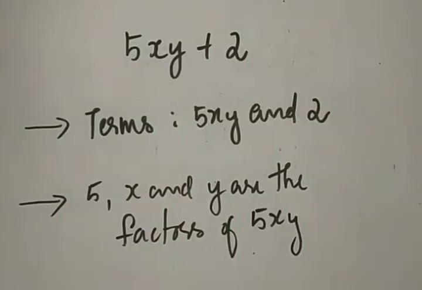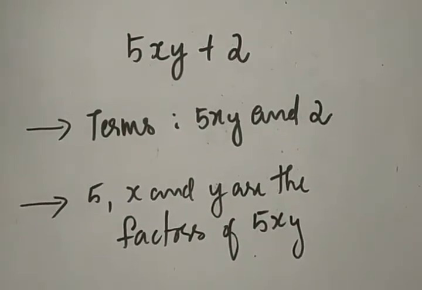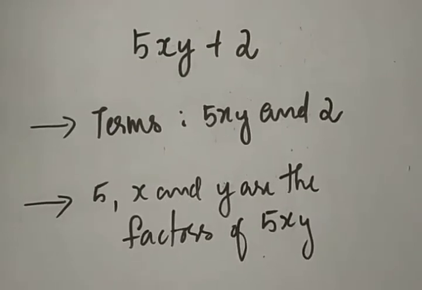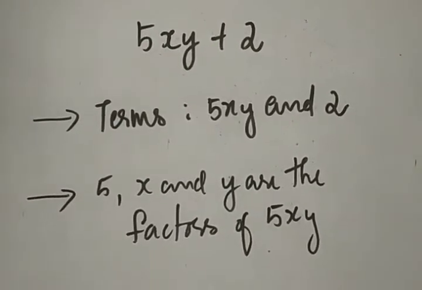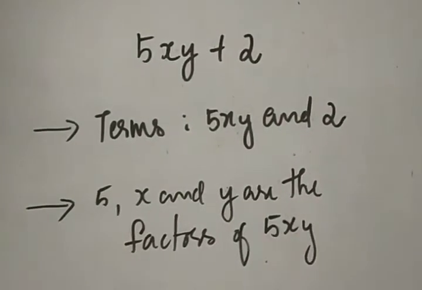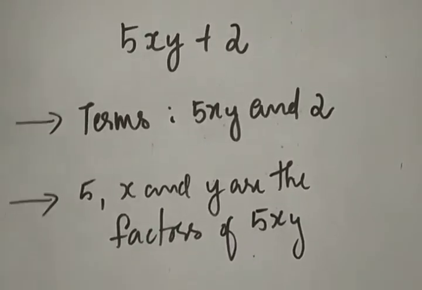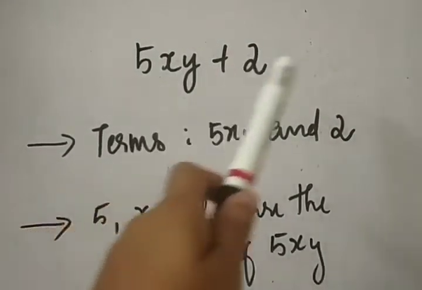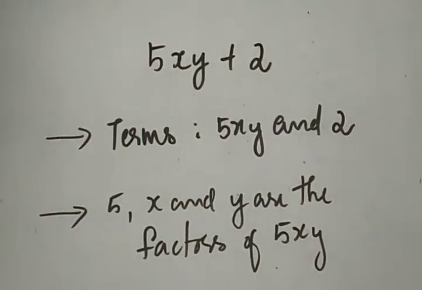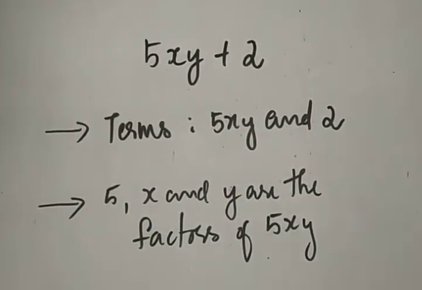Here we have a polynomial 5xy plus 2. So this is a polynomial, and this polynomial has two terms. Which are they? 5xy and 2. So what are terms of a polynomial? Terms of the polynomials are parts of the polynomials which are connected by mathematical operations like addition and subtraction. Here you can see that 5xy and 2 are joined by the addition sign. So 5xy and 2 are the terms of this polynomial. So it has two terms.